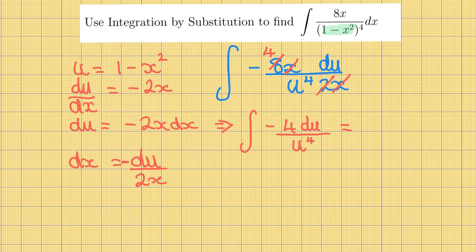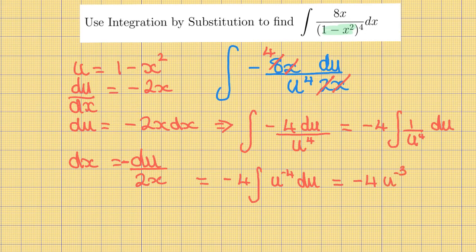which is equal to, take the minus 4 outside, so you get minus 4, the integral of 1 over u to the 4 du, which is equal to minus 4, the integral, bring the u to the top, so you get u to the minus 4 du, which is equal to minus 4, add 1 to the power, so you get u to the minus 3, divide by the new power, minus 3, plus c.